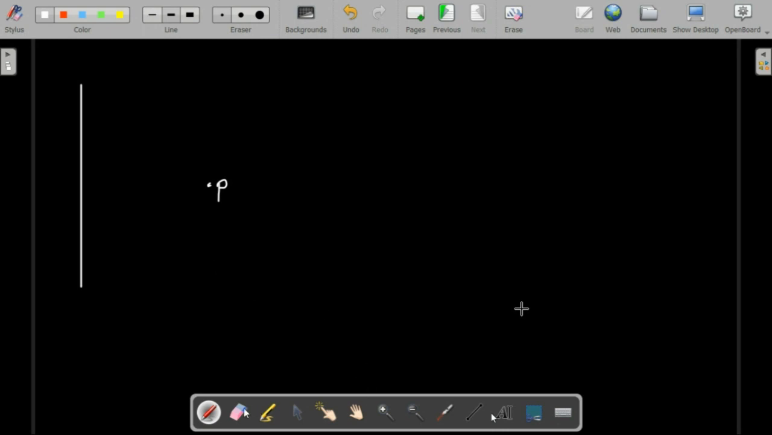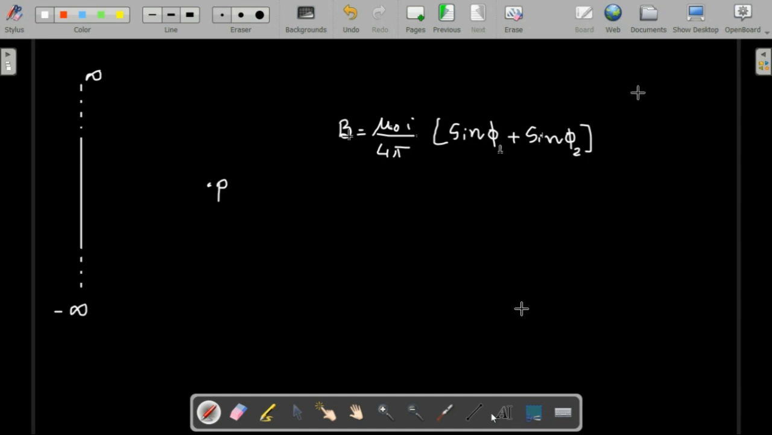Now imagine this wire is not of finite length. We said it was of finite length L. Let's say it is of infinite length. That means the edge of the wire is very far from the point P. So this is going to minus infinity, this is going to plus infinity, and so on, right? What was our formula? The formula was B is equal to mu naught I by 4 pi, sine of phi 1 plus sine of phi 2, right?